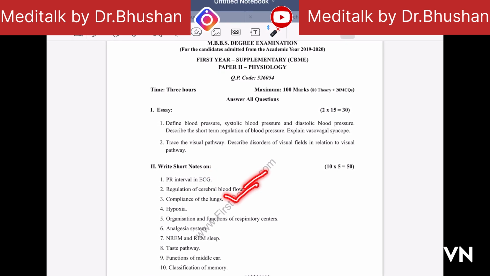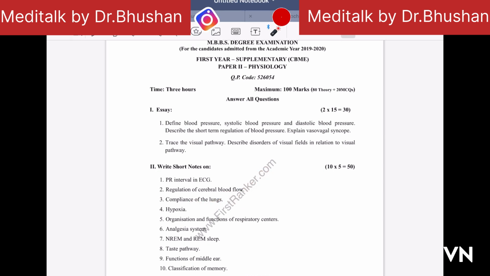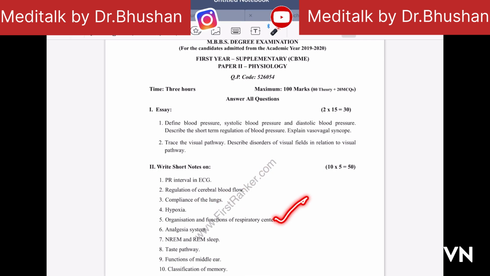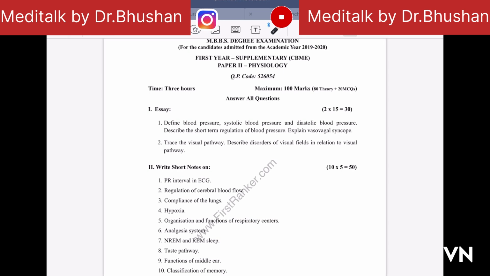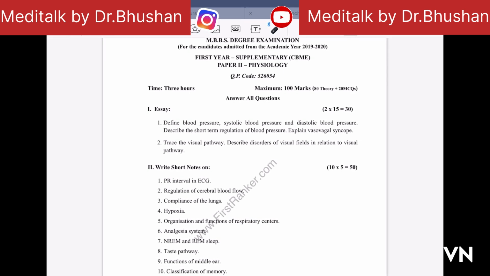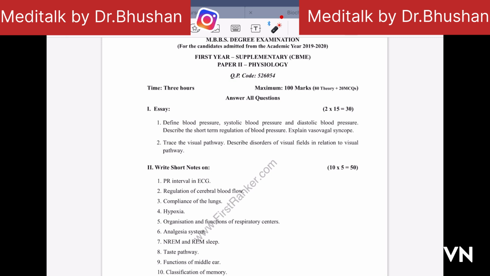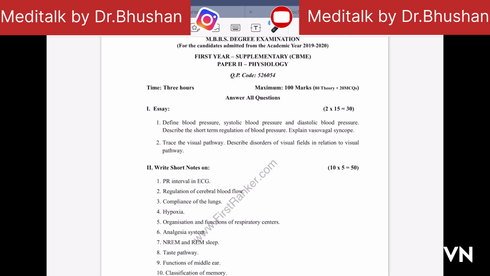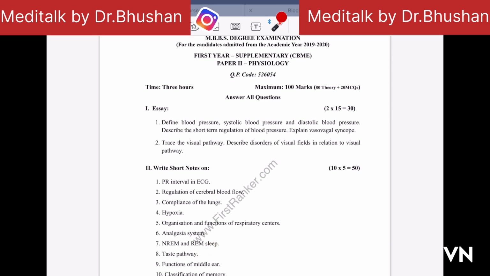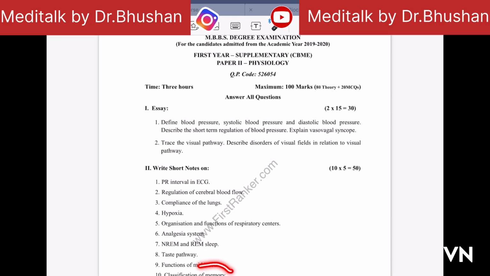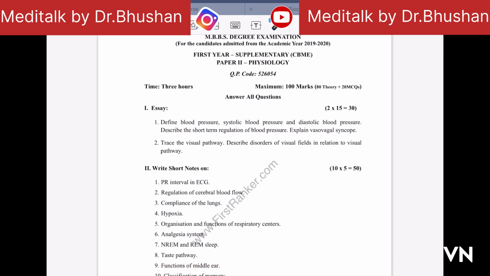Compliance of the lungs. Hypoxia. Organization and function of the respiratory system. Analgesia system. NREM, REM sleep: rapid eye movement sleep and non-rapid eye movement sleep. Difference between taste pathways, function of the middle ear, and classification of memory. This is also a repeated question on memory.